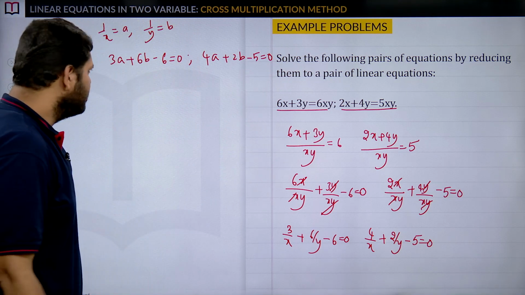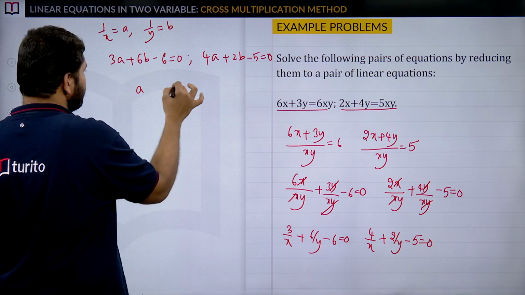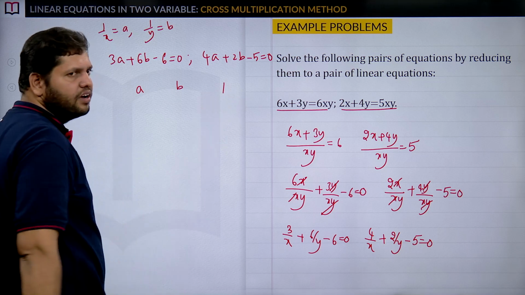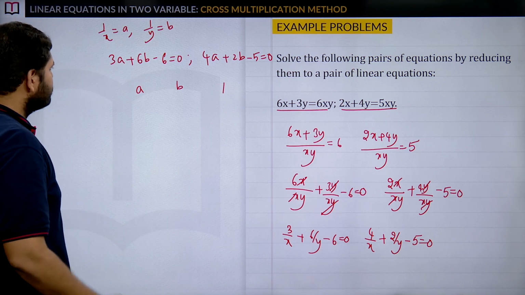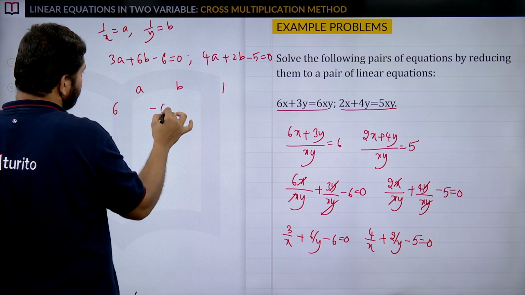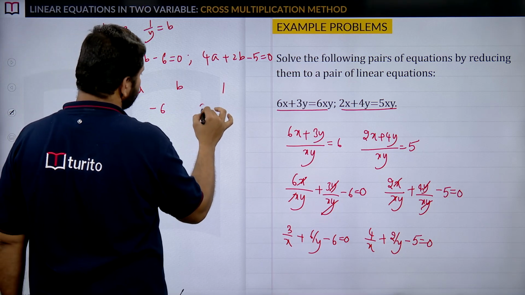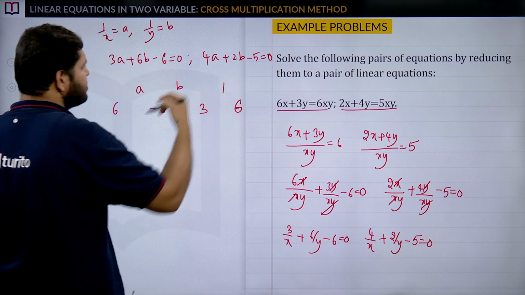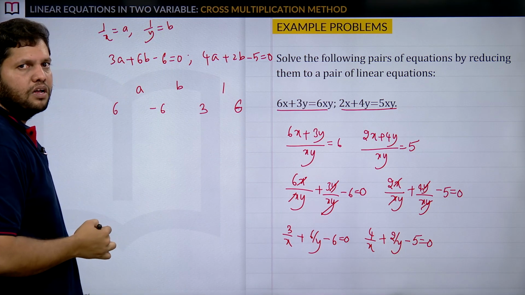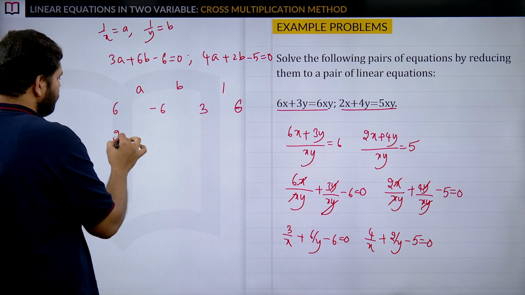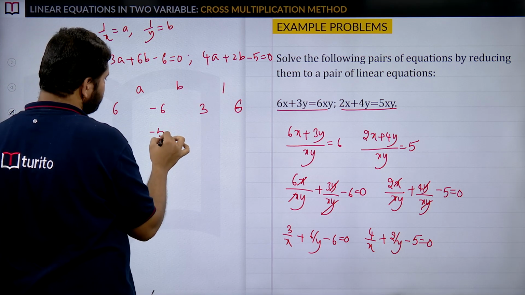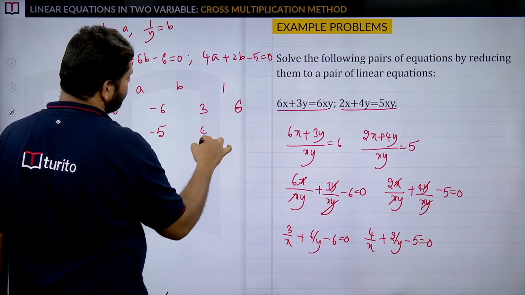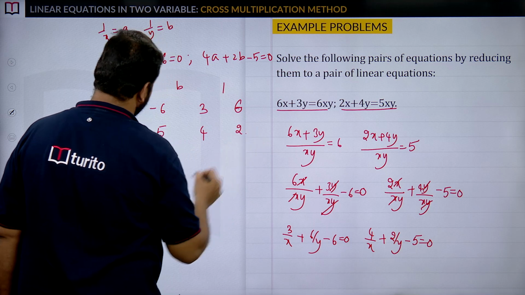Okay. And children, apply the cross multiplication method. This is a, this is b, and this is 1. First, write down the b coefficient, that is 6, the constant is minus 6, and the a coefficient is 3. Again, this is 6. And for the second equation, the b coefficient is 2, the constant is minus 5, and this is 4. And this is 2.